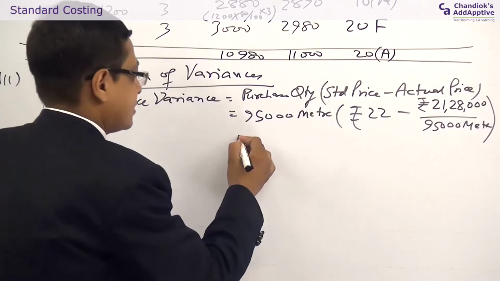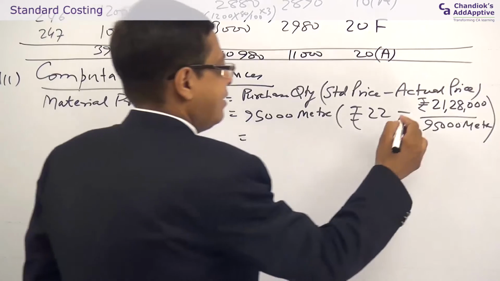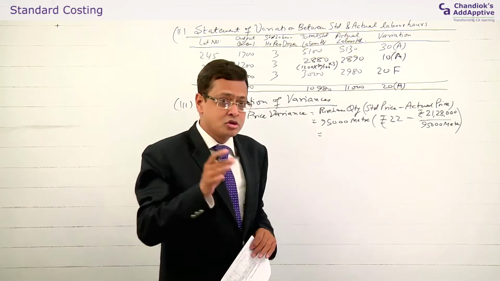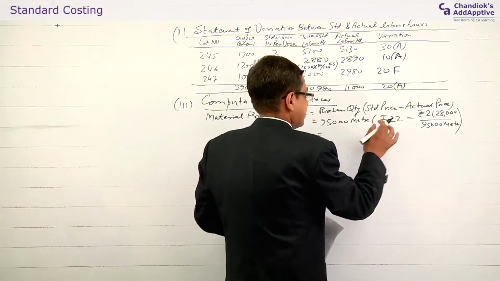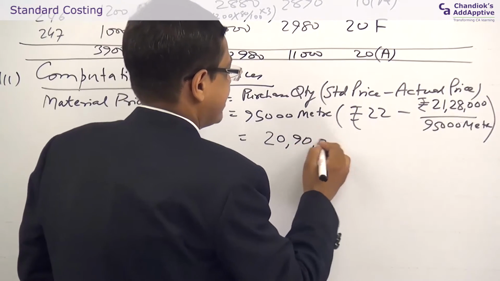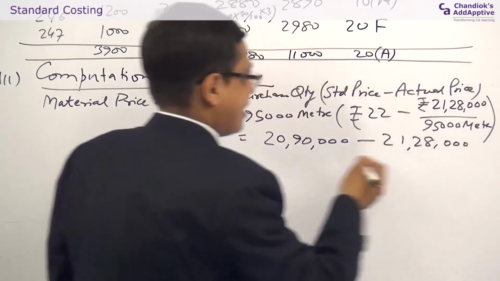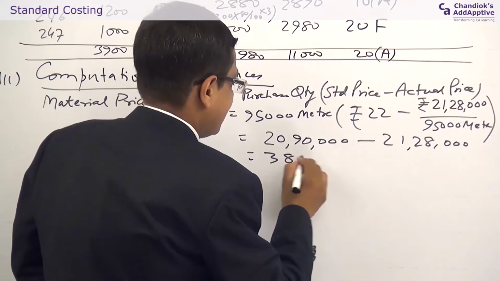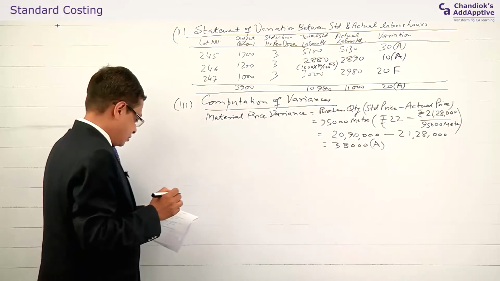So, you have to solve it. How do you solve? One way to solve is multiply this and minus this. This is the quickest way to solve, or you can use your calculator. So, I am going to use 95,000 into 22. This is 20,90,000 minus 21 lakh 28,000. The second part you take as it is. So, the value which is coming is 38,000 adverse. This is the first variance.